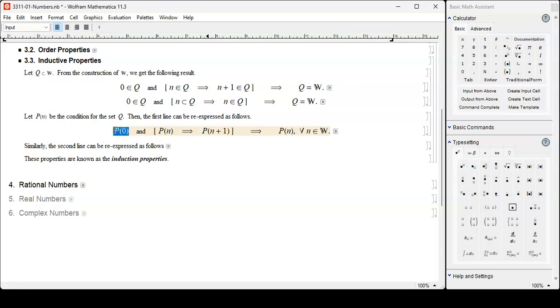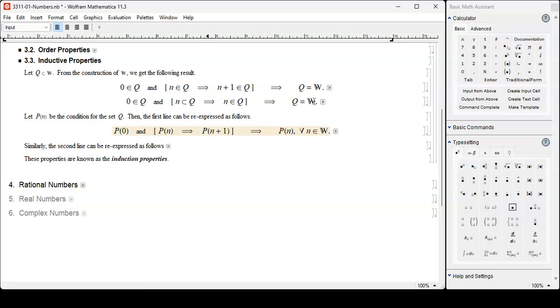So the base case, true for 0, and the inductive hypothesis, if Pn is true, then Pn plus 1 is true. With these two, we get this conclusion, true for all. This thing is called the induction principle, the standard induction principle.